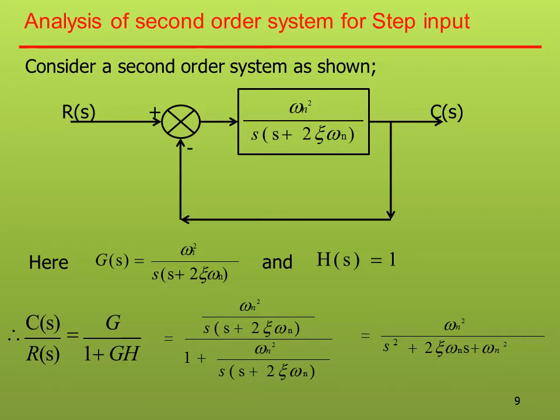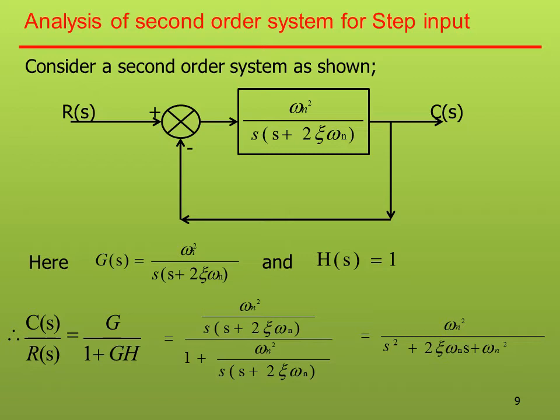Then, analysis of a second order system for step input. Here one second order system is given. You can observe in the denominator of this gain function the s into s, so that is a square term. So it is of second order. Hence the G(s) becomes omega n square divided by s into (s plus 2 zeta omega n), and H(s) is equal to 1 here.